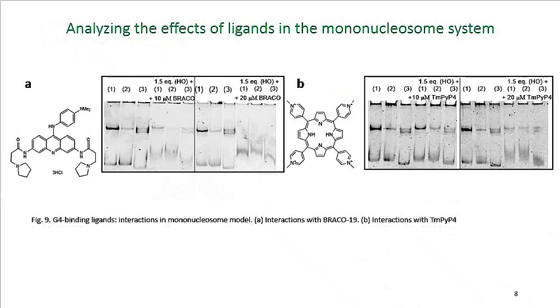We also studied G4 stabilizing ligands BRACO19 and TMPyP4. BRACO19 has poor G4 versus double-strand DNA selectivity, interacted with all DNA constructs, and efficiently disrupted their nucleosome. TMPyP4, a more selective binder, caused only partial nucleosome disruption at high concentration.